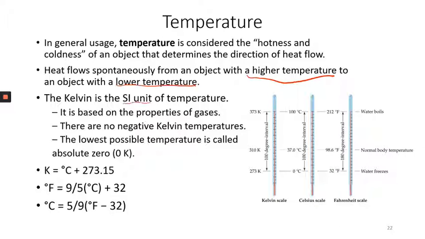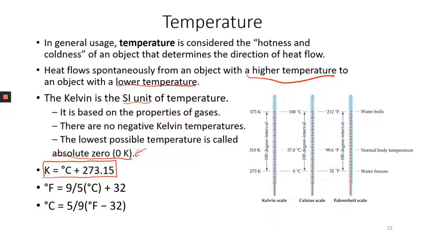So the SI unit for temperature is Kelvin. In order to get Kelvin, if you have Celsius, you're going to add 273.15. The nice thing about Kelvin is they developed this temperature scale so there are no negative temperatures in it. The lowest temperature on the Kelvin scale is 0, and this 0 is called absolute 0.